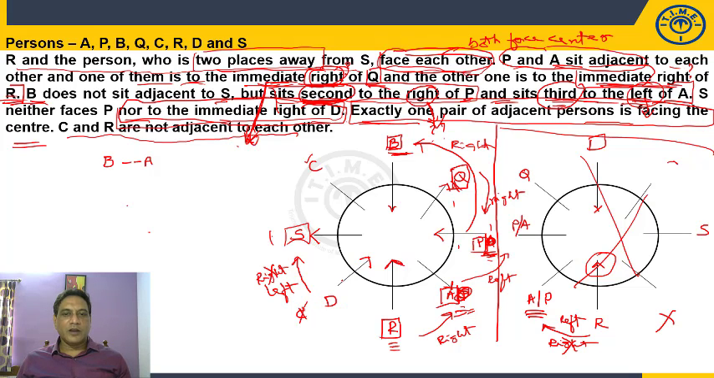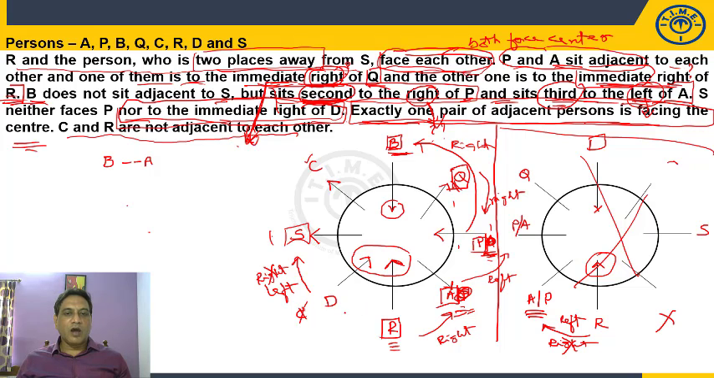Okay, now we got the direction of D. Now we have to decide upon the direction of C. How do we decide? What is the remaining clue? Exactly one pair of adjacent persons is facing the center. Now we already have one pair of persons facing the center. So there cannot be a second pair of persons facing the center. So since this person is facing the center, C must be facing away from the center. So this is how this statement is helping us.